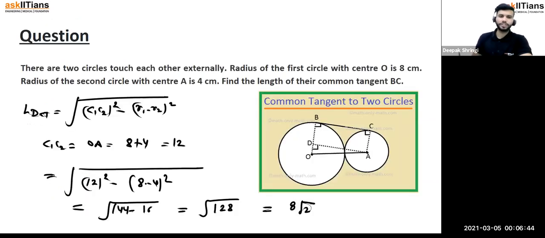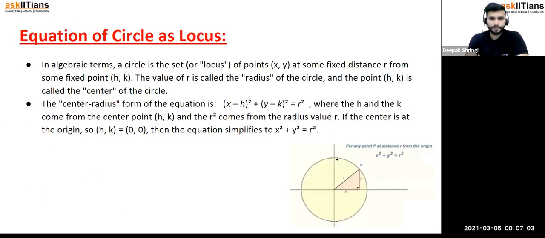Got it? You just need to use the formula. That's it. Yeah, BC is DCT. Now we have to find BC, and that is the direct common tangent, right? If we need to find the transverse common tangent, we'll use the plus sign. So we'll write C1C2 whole square minus (R1 plus R2) whole square. That's the only difference. Okay. Got that part? Clear hai sabko? Okay, let's move forward then.